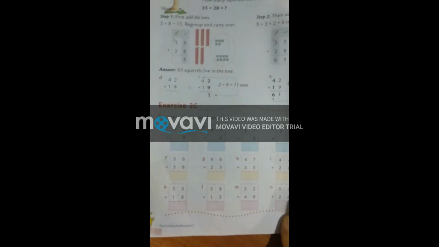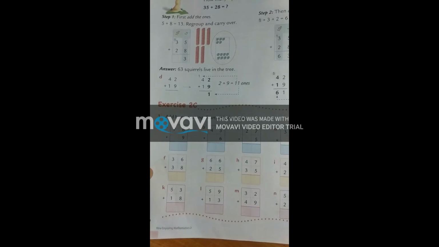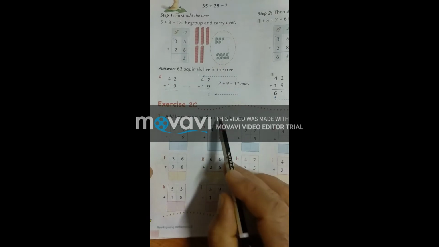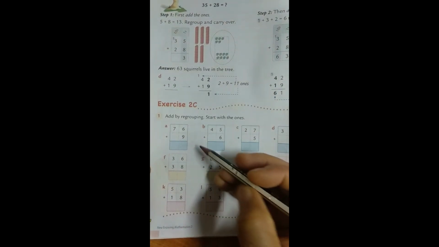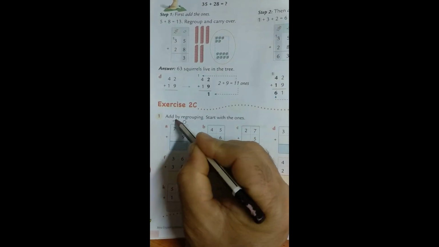Now if we go for the next, 2C, children, now we will start adding by regrouping in exercise 2C. So this starts with ones. They have written start with ones, means you have to add the ones digit first. This is called the ones digit, and this one is the tens digit.